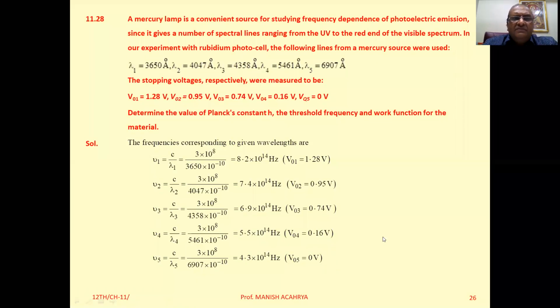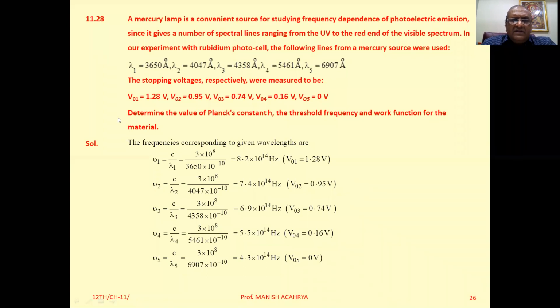11.28. A mercury lamp is a convenient source for studying the frequency dependence of photoelectric emission, since it gives a number of spectral lines ranging from the UV to the red end of the visible spectrum. In our experiment with a rubidium photocell, the following lines from a mercury source were used. So these are the wavelengths of the light used.